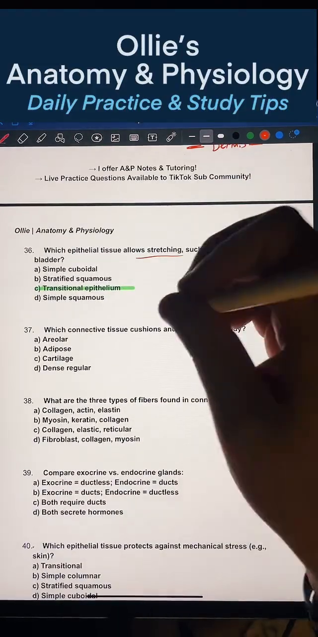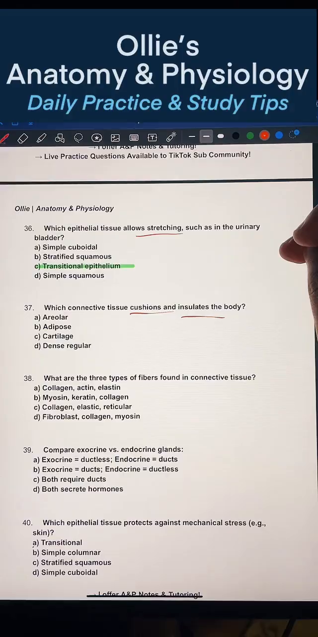Number 37, which connective tissue is going to cushion and insulate the body, A, B, C, or D? What do you guys think for this one?